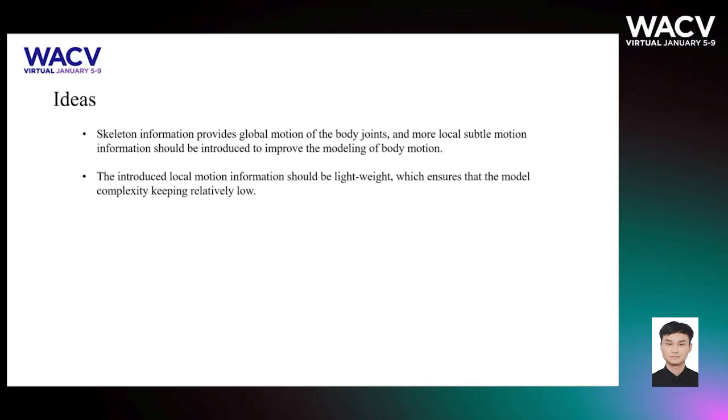To move beyond the limitation discussed above, we have some ideas. Firstly, skeleton information provides global motion of the body joints, and more local subtle motion information should be introduced to improve the modeling of body motion. Secondly, the introduced local motion information should be lightweight, which ensures that the model complexity stays relatively low.